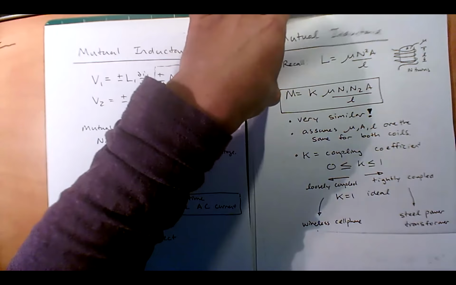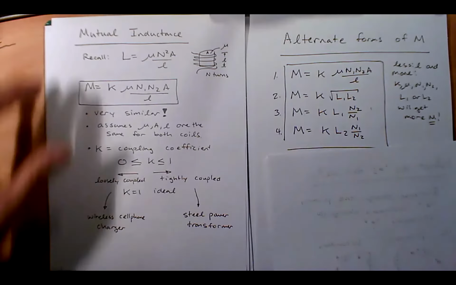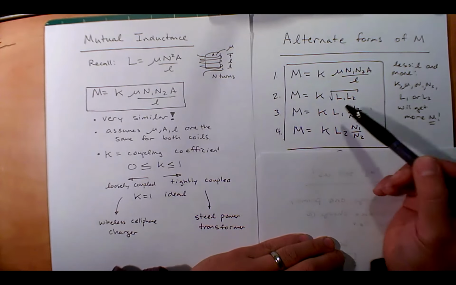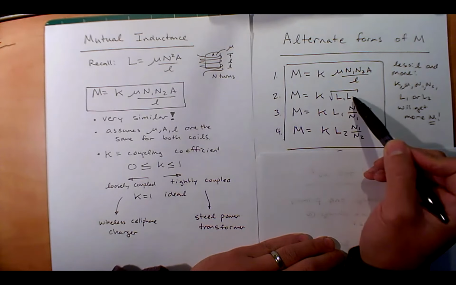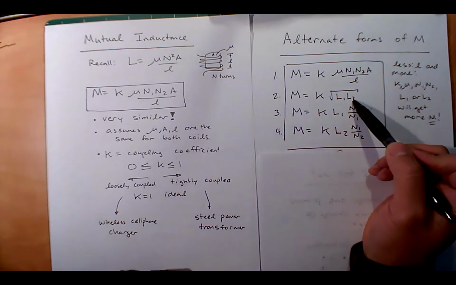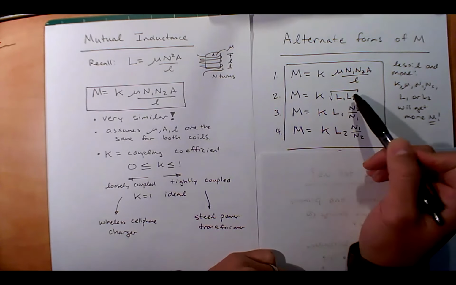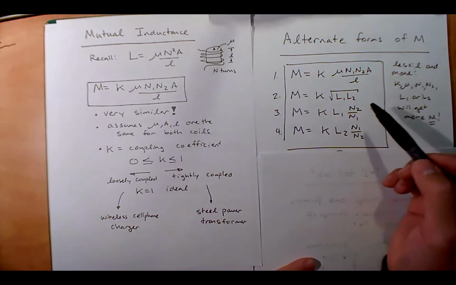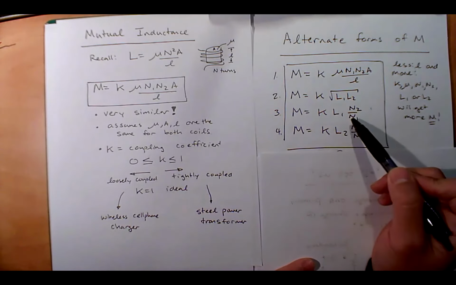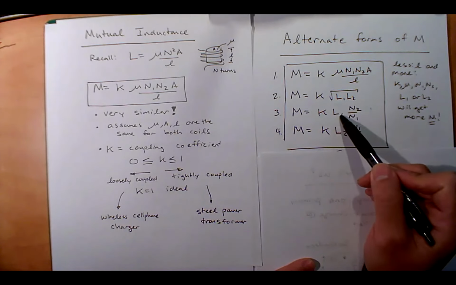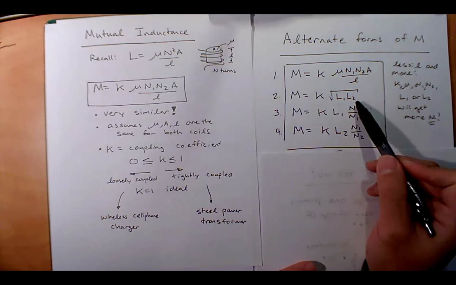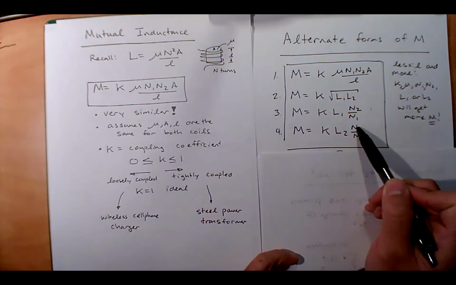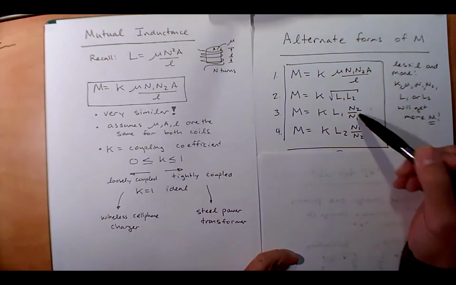So what are some other forms? Here are a few more forms of the mutual inductance. It's actually the square root of L1 and L2. I believe this is called the geometric mean, like an average of L1 and L2, so the square root of L1 times L2. Another way to write it is, if I know the ratio of the turns and I just know L1, well, I know L2 is dependent on this ratio and L1. So this is another way to write it. And vice versa, I could write K times L2 times N1 over N2. Notice the ratio flips between these two.